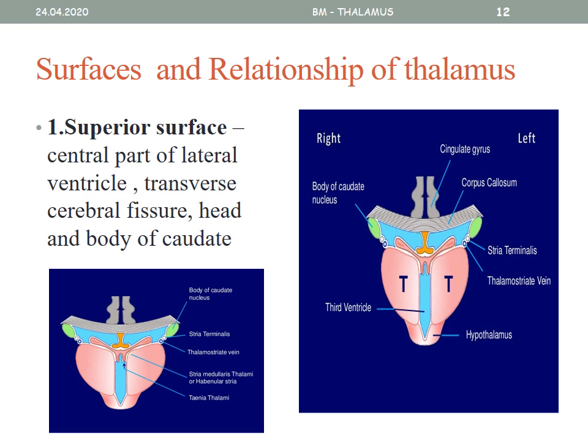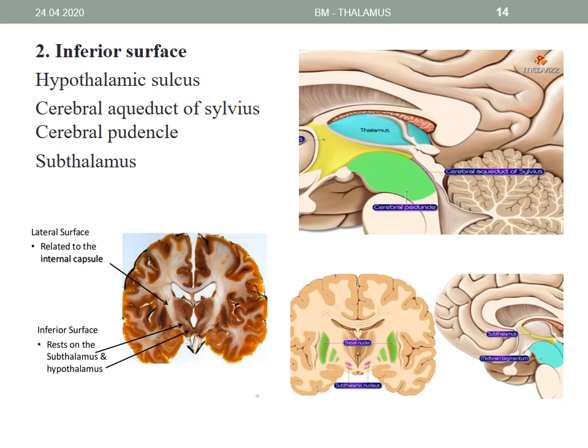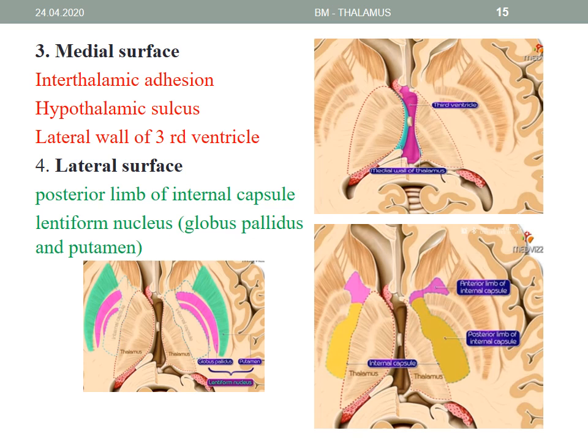The superior surface of the thalamus is related to the central part of the lateral ventricle, transverse cerebral fissures, head and body of the caudate nucleus. So we can see the superior surface here. In this picture it shows the caudate nucleus, the choroid plexus, stria terminalis. The inferior surface is related to the hypothalamic sulcus, cerebral aqueduct of Sylvius, cerebral peduncle and subthalamus. The medial surface has the intrathalamic adhesion on the hypothalamic sulcus. It is also related to the lateral wall of the third ventricle.